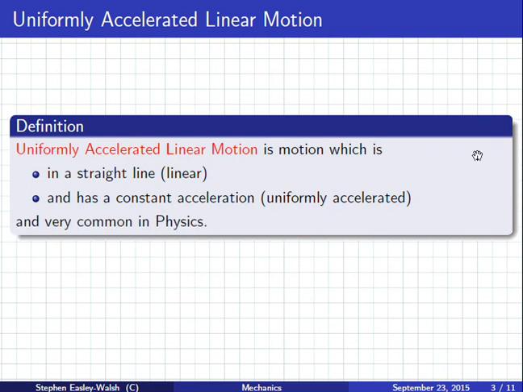And it's a very common problem in physics. I hope I don't have to tell you what this word is, motion. So, uniformly accelerated is constant acceleration. Linear motion is a straight line. And motion is movement. So it'll be useful to at least write the title down, Uniformly Accelerated Linear Motion.